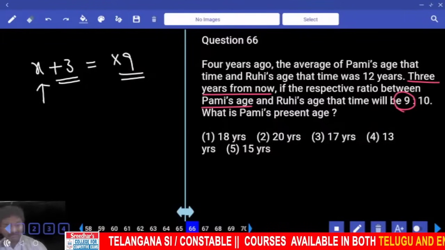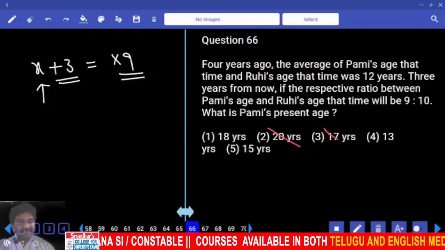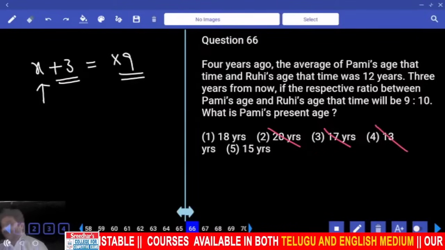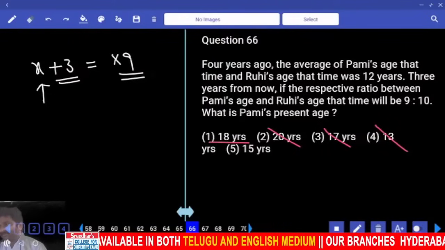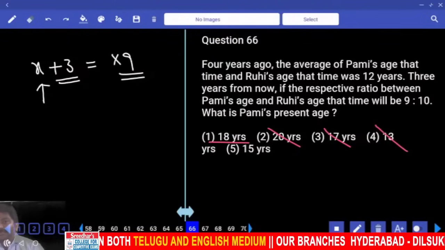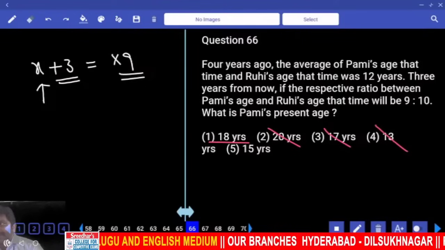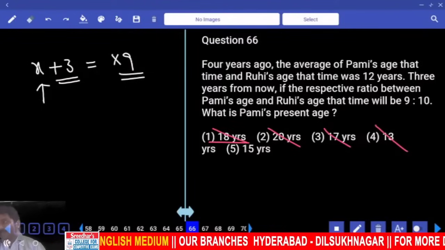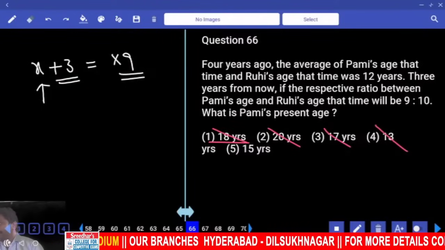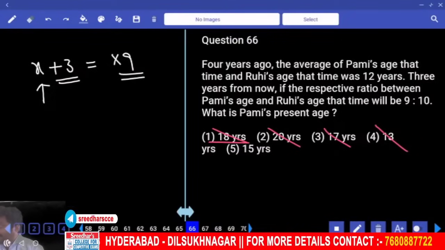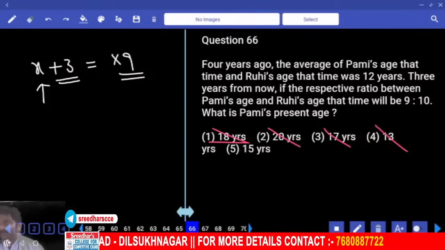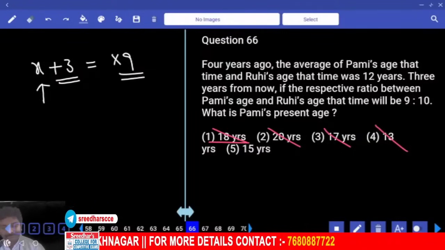Come on. Second, third, fourth eliminated. If the present age is 18 years, after 3 years is 21. Is that a 9 multiple? No. Fifth is final. If the present age is 15, after 3 years it is 18, and 18 is a 9 multiple. Got it?